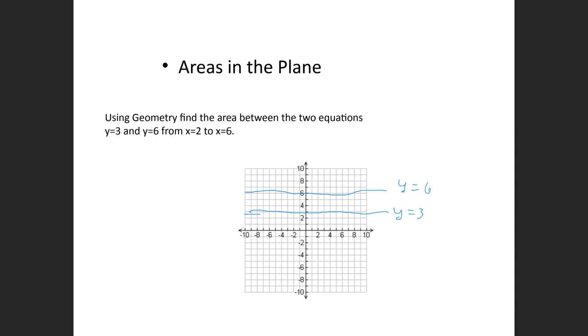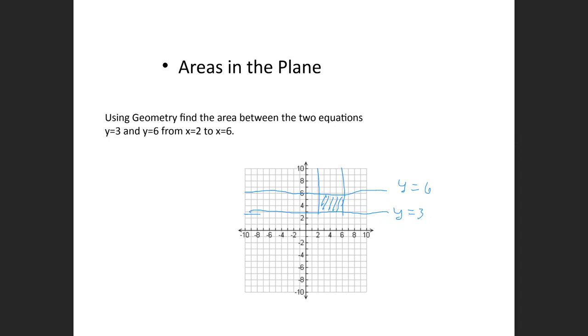And I want to go from 2 to 6. What is the area of that? What is this area between these two curves? What is my area? 12, okay? Fairly easy to find, right?